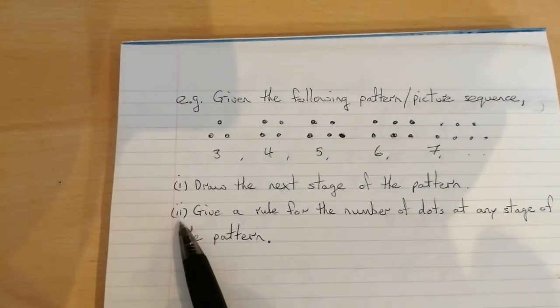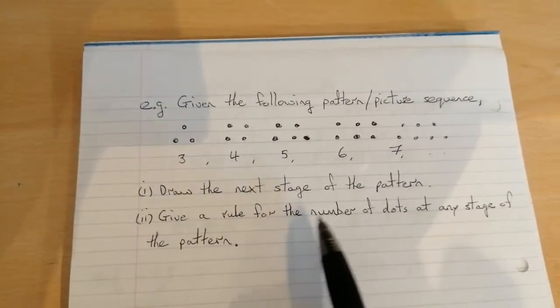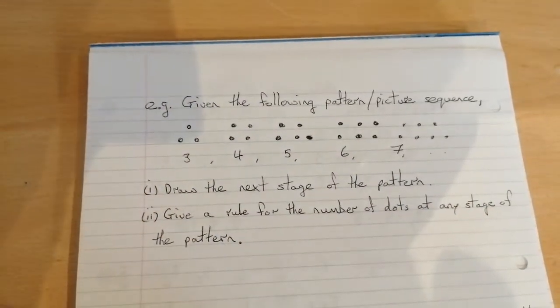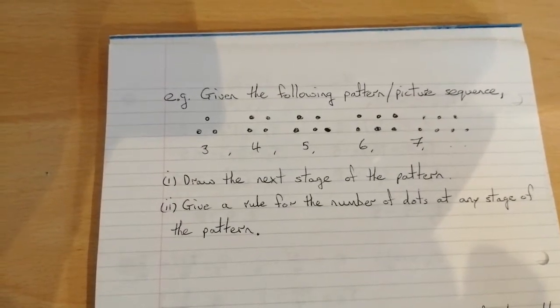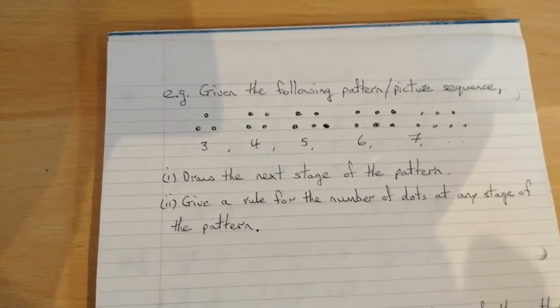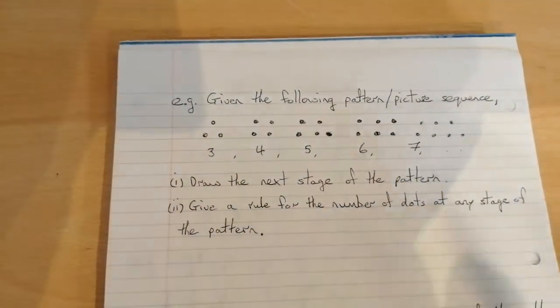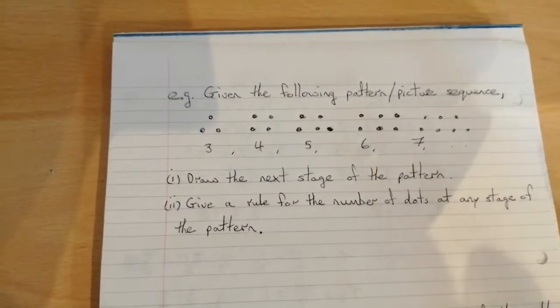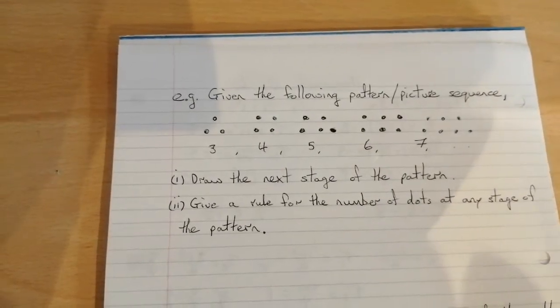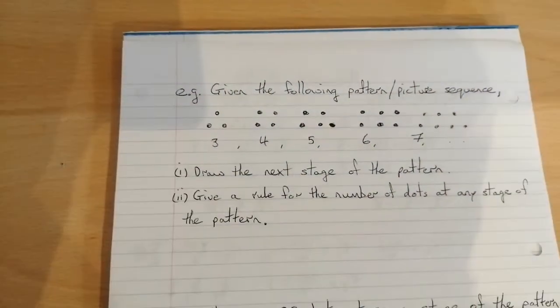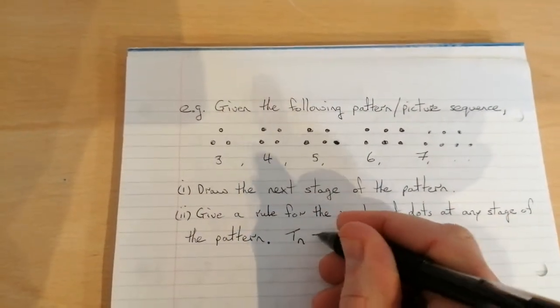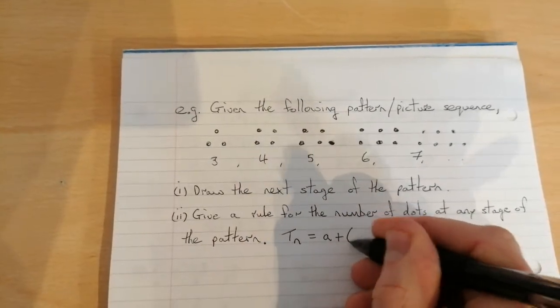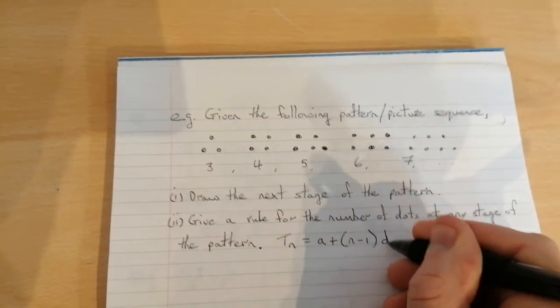Okay, so that being the case, when we get on to the next part, it says, give a rule for the number of dots at any stage of the pattern. Now, like yesterday, we had the terms nth term or general term or term n. Well, they might also say something like give a rule or give a formula that describes it. But what they're talking about again is term n or the nth term or the general term. So in order to find any of those, remember yesterday we used our formula which said that term n is equal to a plus n minus 1 times d.